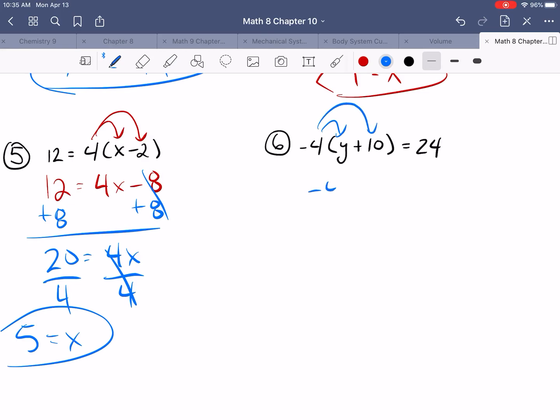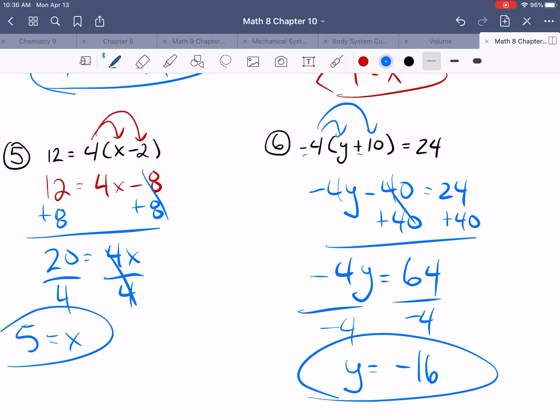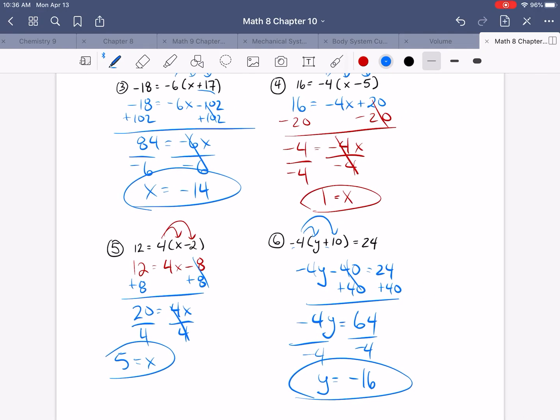And then this one, -4y plus 40. Whoop, equals 24. Ooh, I made a mistake here. Try that again. Negative 4y minus 40, because a negative times a positive is a negative, equals 24. Then I have plus 40 here, plus 40 here. Negative 4y equals 40 plus 24 is 64. Divide by negative 4, divide by negative 4. y equals negative 16. All right. So these are the answers for these particular questions.